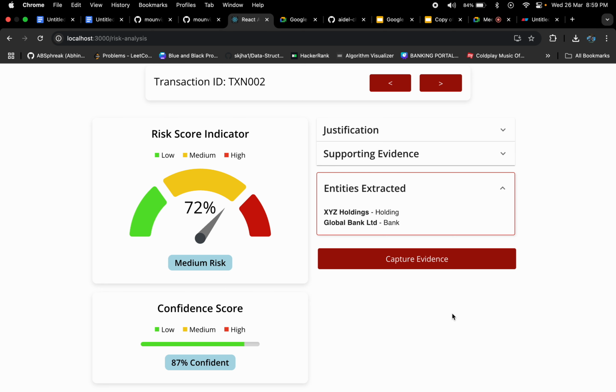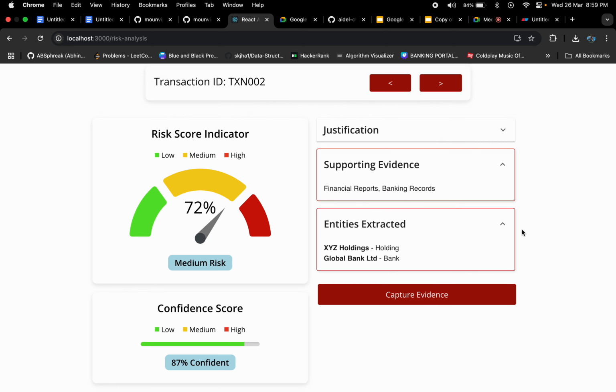And if you can see the justification, whatever score we are giving, we justified how we did that based on the information scraped from multiple sources like FATF. Supporting evidence is an array of all the resources that we referred to, and entities extracted is again all the entities that we have extracted. So this is how we calculated the risk score and confidence score at a high level.